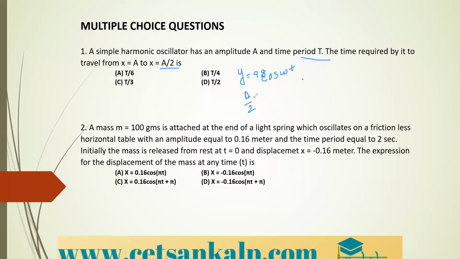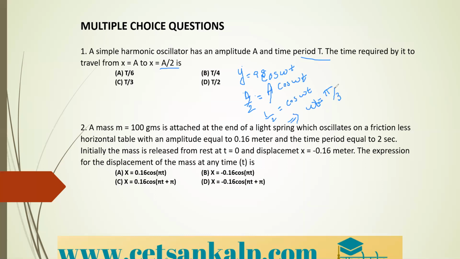So A divided by 2 is equal to A, which I am writing as it is, that is the amplitude. In the question they have mentioned that the amplitude is capital A, therefore I am taking it as capital A cos omega t. Here this A and this A will get cancelled. Therefore, you will get 1 by 2 is equal to cos omega t. So can you say that omega t is equal to pi divided by 3?